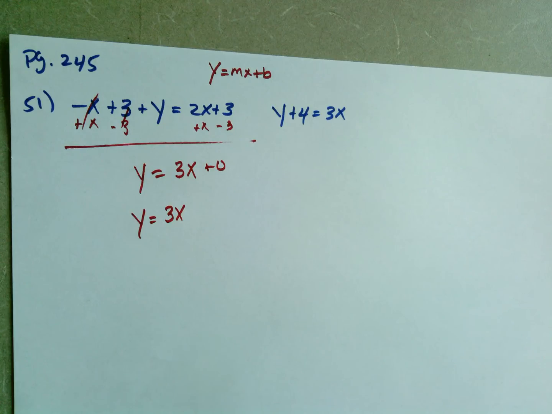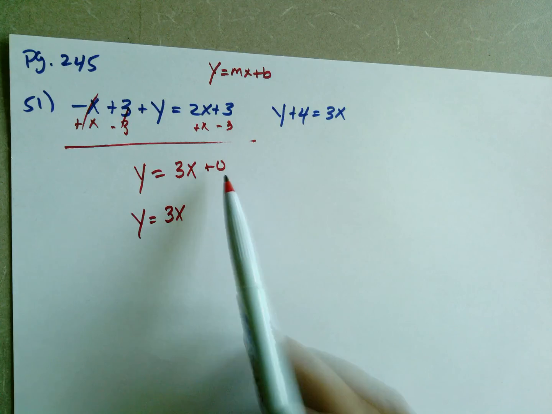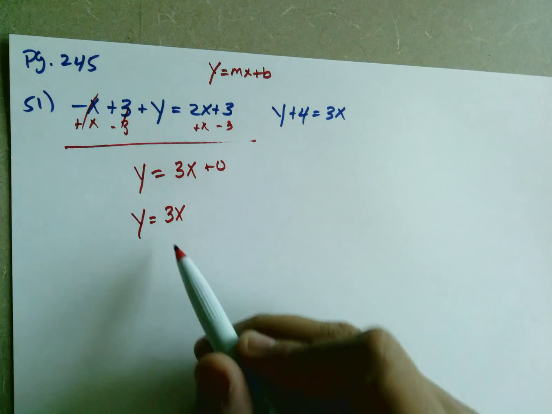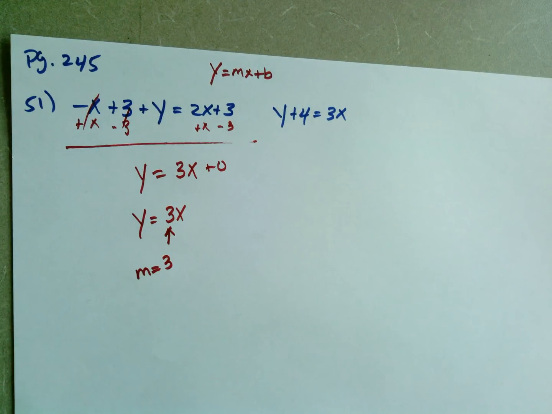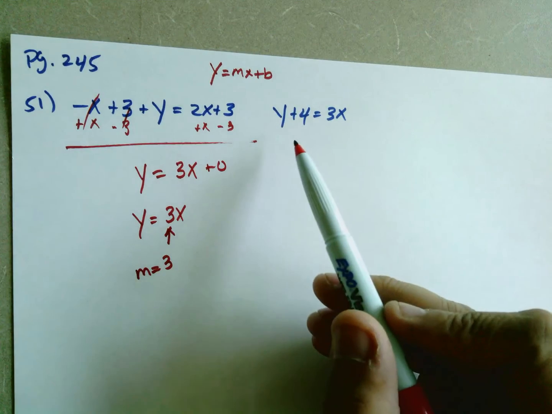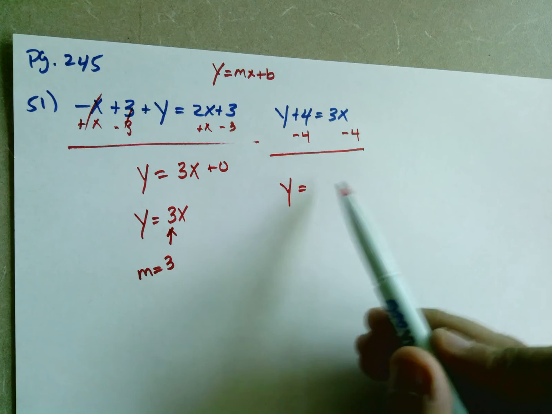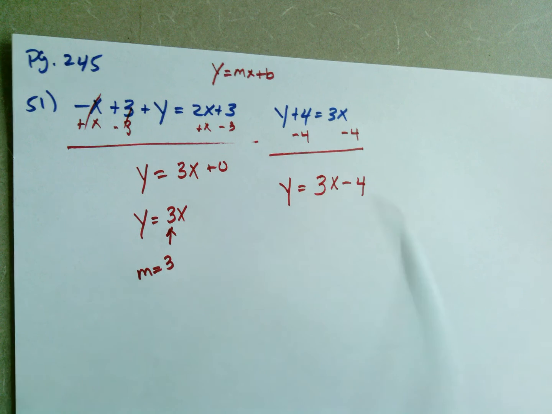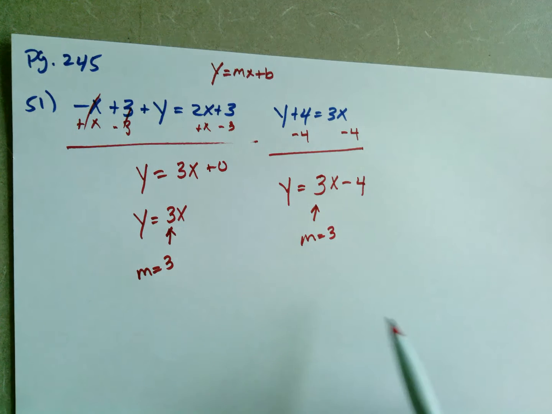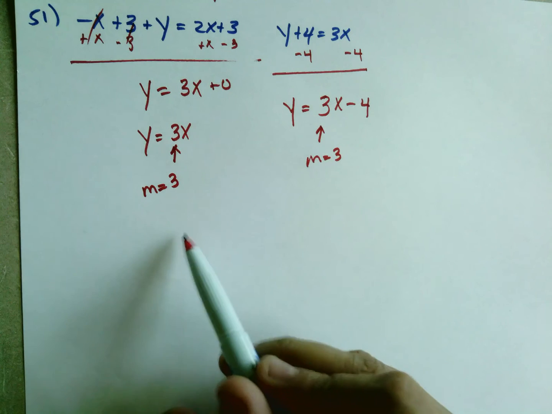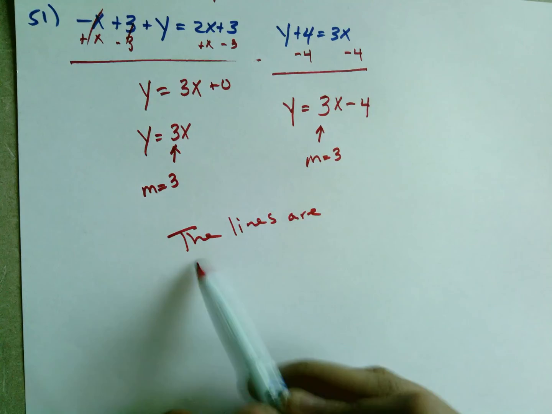And we spoke about this type of equation in the last video. Plus 0 means that the y-intercept is 0, 0, it goes through the origin. Again, m equals 3. My slope is 3 over 1. Now I move on to this equation. I'm going to subtract 4 from both sides, and I'm left with y equals 3x minus 4. And I find that m equals 3. Both slopes are the same, so I can confidently say that the lines are parallel.